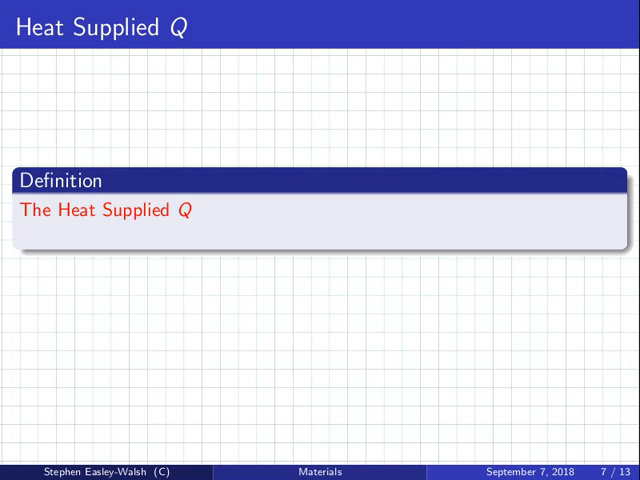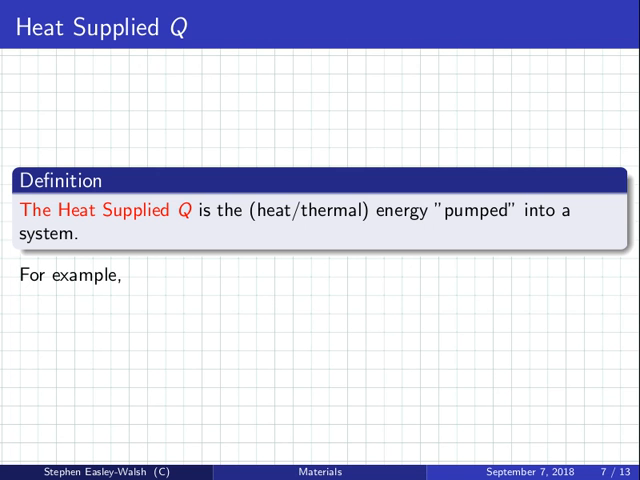The heat supplied, Q. So, if I put this under a fire, I'm putting heat energy into it. So we call that Q, the heat supplied. And it's the energy pumped into the system. It's like how much energy you push into it. So obviously an easy way to do that is to put it under a fire, or put it on a heater. This is the heat supplied. It's called the letter Q. For example, I'll let you write this down first.